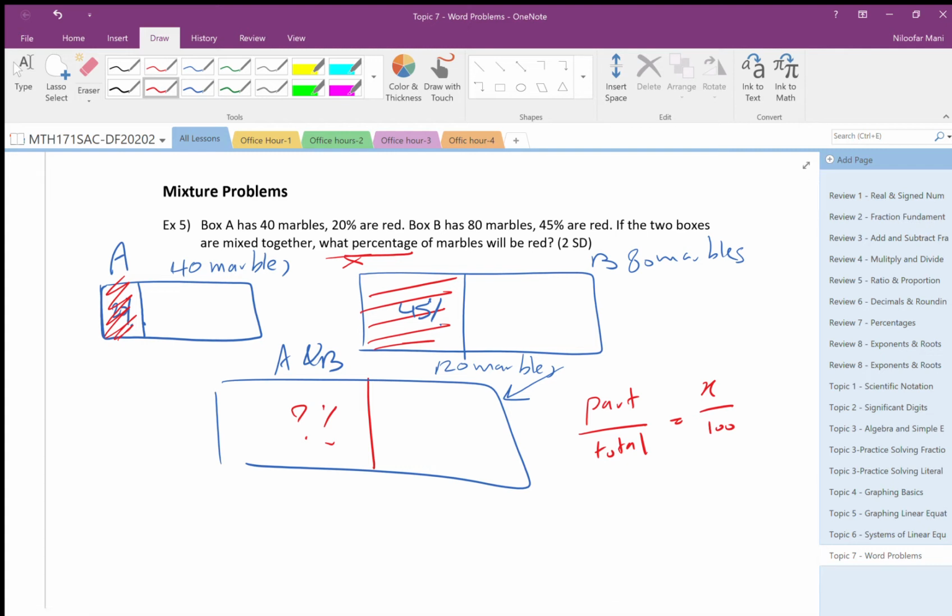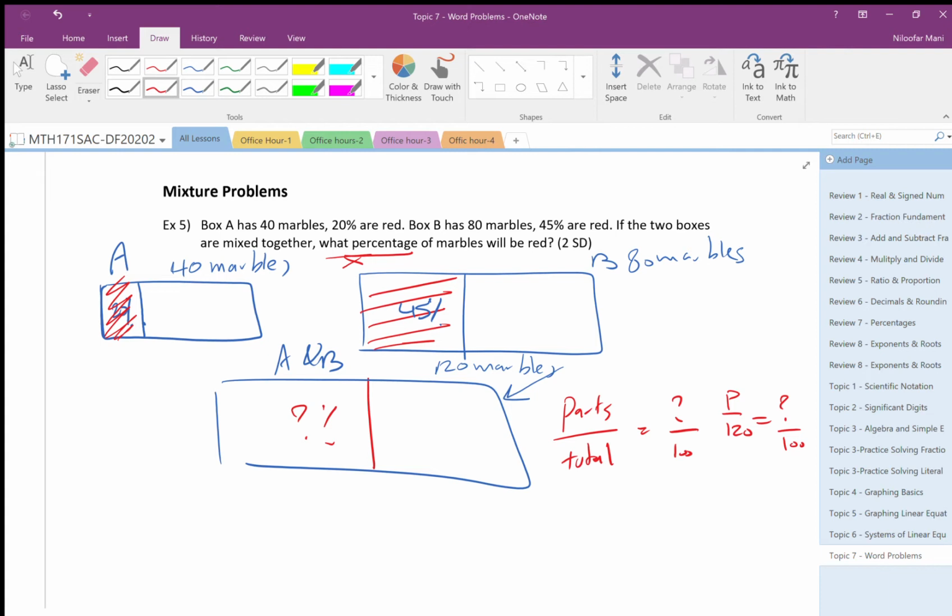So I want to find the answer here. Maybe I can use a question mark. If I know part over total, I can say the percentage over 100. So part over total equals percentage over 100. What is the part? I don't know. But what is the total? 120. So part over 120 equals X over 100. I need P. What is P? How many red do you have in the third one?